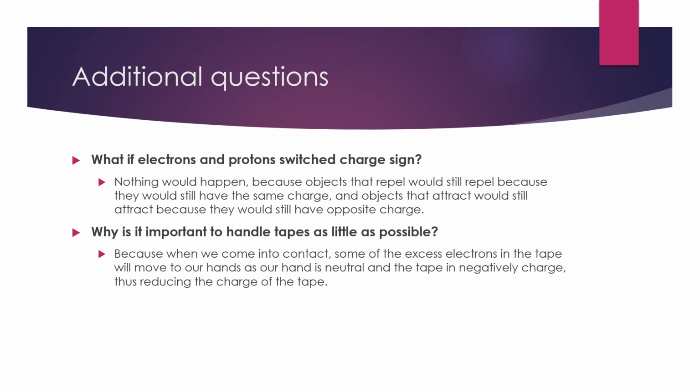The first question is, what if electrons and protons switched charge sign? The answer is that nothing would happen because objects that repel would still repel because they would still have the same charge, and objects that attract would still attract because they would still have opposite charge.